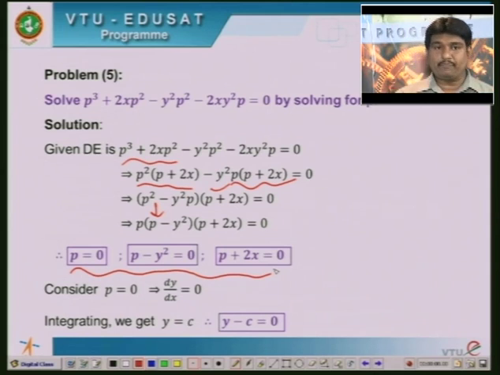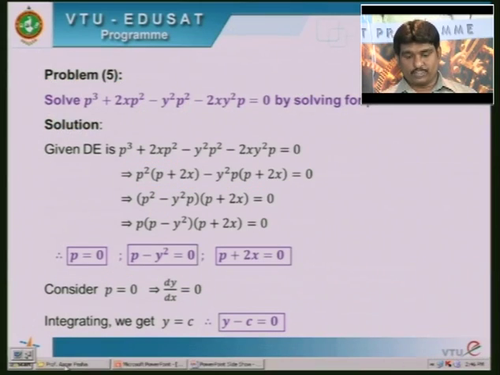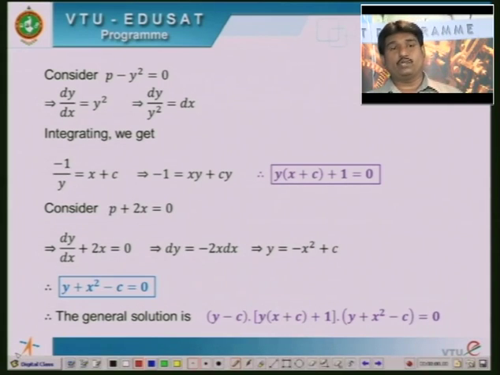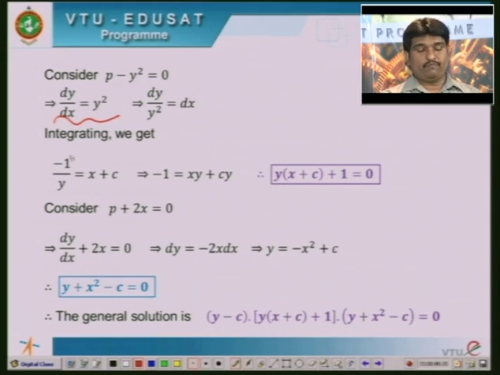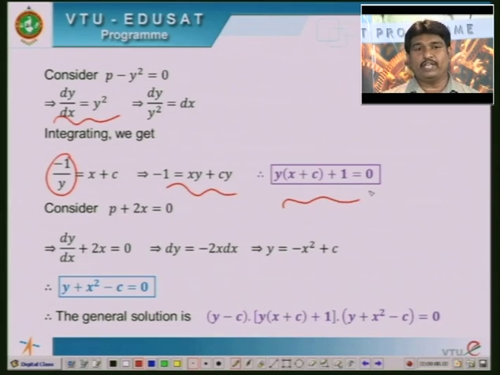First, p equal to 0 implies dy by dx equal to 0. You directly integrate it to get y equals constant as a solution. So, the solution of p equal to 0 is y minus c equals 0. Consider p minus y square equals 0, which is dy by dx equals y square. Separate the variables, dy by y square equals dx, and integrate it. Integration of 1 by y square is minus 1 by y, that equals x plus c. Cross multiply and simplify it to get y into x plus c plus 1 equals 0.